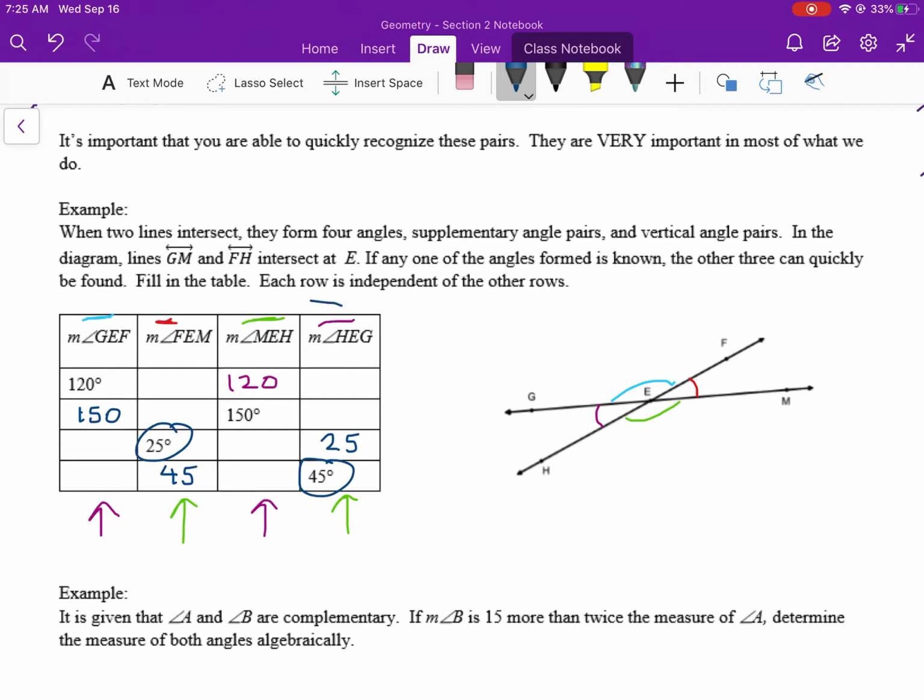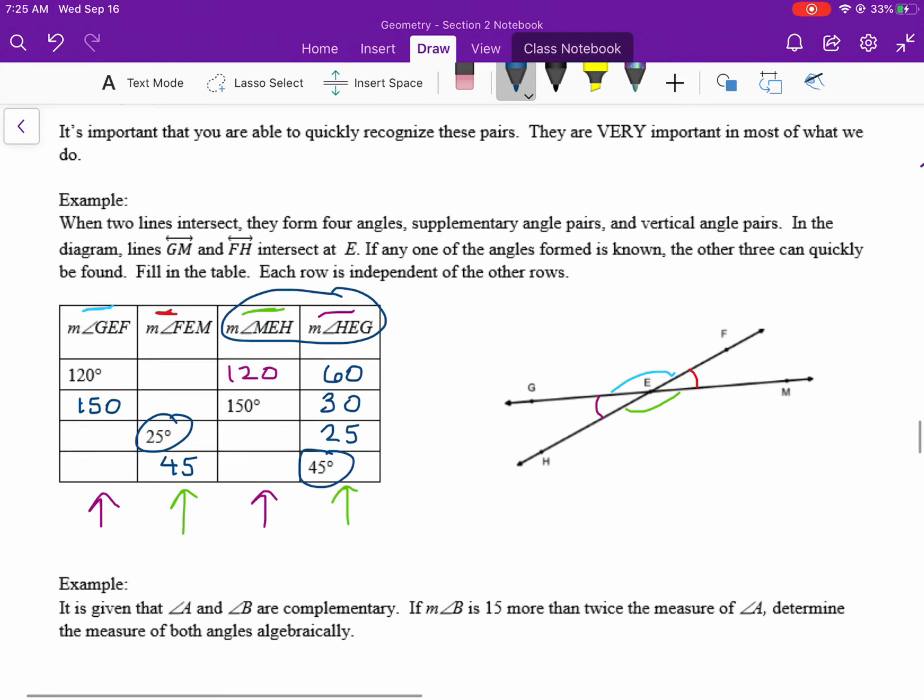And now I know that these two angles are going to be supplementary, which means they're going to add up to 180. So if part of it is 120, I know the other part is 60. Or if part of it is 150, I know the other part is 30, and so on and so forth. So see if you can fill in that table, okay?